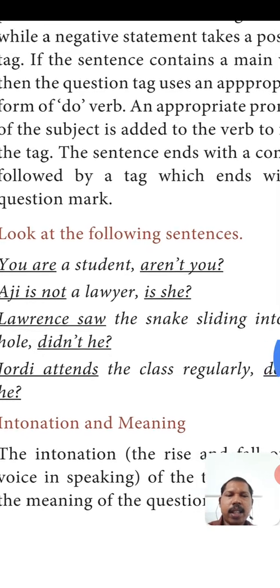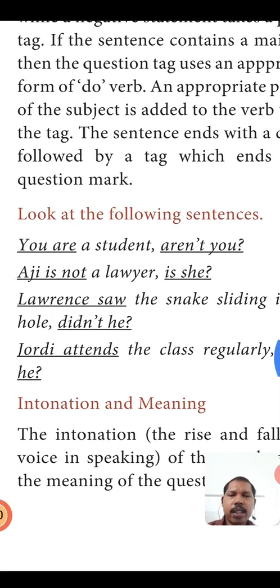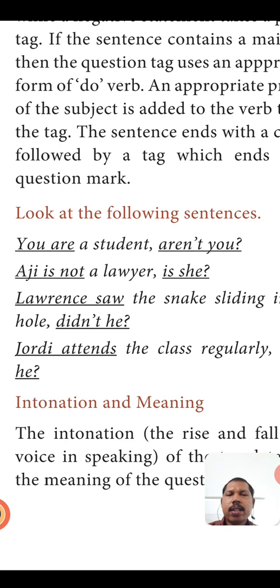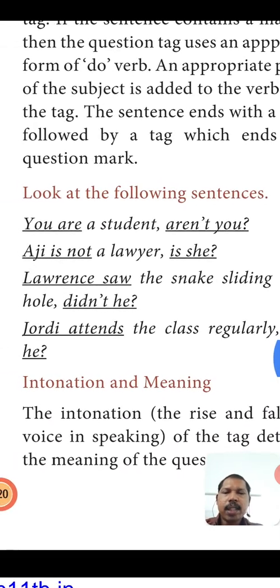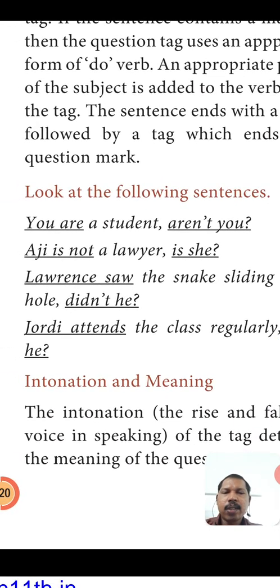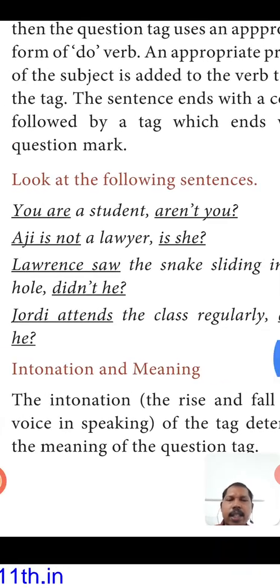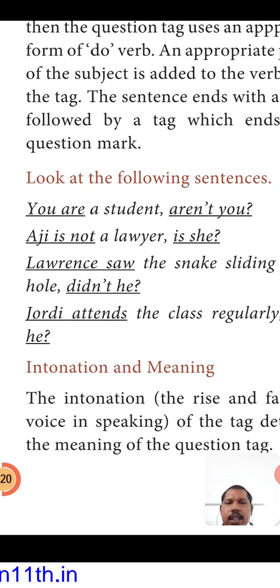Lawrence saw the snake sliding into the hole. Lawrence saw. Saw is the main verb. There is no helping verb in this sentence. So we have to split into did plus see because saw is past tense. Did plus see. Did opposite didn't. And instead of Lawrence we are using the personal pronoun he. Didn't he? Jody attends the class regularly. Doesn't he? So doesn't he is used.